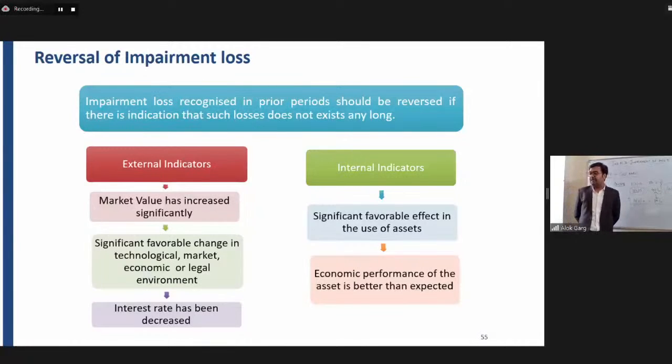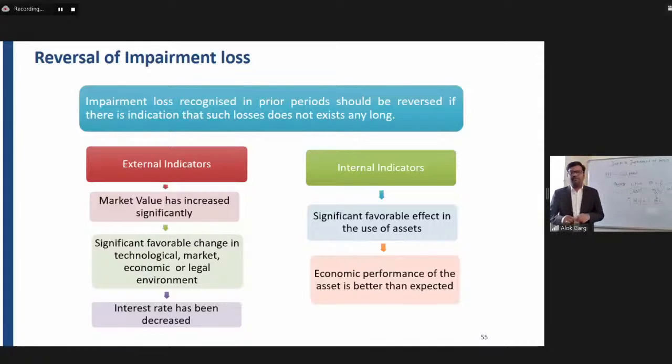For example, the company has 5 machines which are used for manufacturing of blankets. Since the temperature was stable for the last 2-3 years, the company was using only a single machine for the production of blankets, and the 4 other machines were kept in the godown, lying idle. They were not providing any productivity. So the company was assessing an impairment loss for those particular machines.